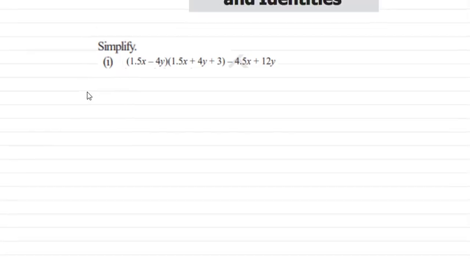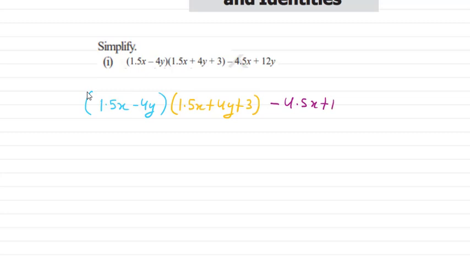So it's like 1.5x minus 4y. That is the first binomial. And then the second binomial is 1.5x plus 4y plus 3. And then we have a few terms. So the other terms are like minus 4.5x plus 12y. You can see these two are not inside a bracket or something, so you don't have to calculate them, you just keep it like that.